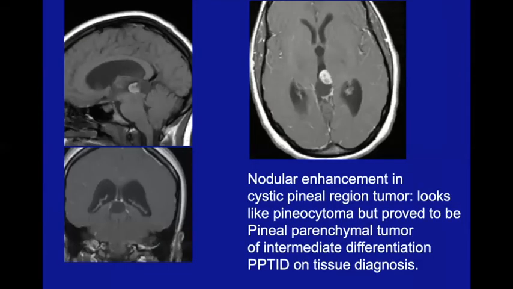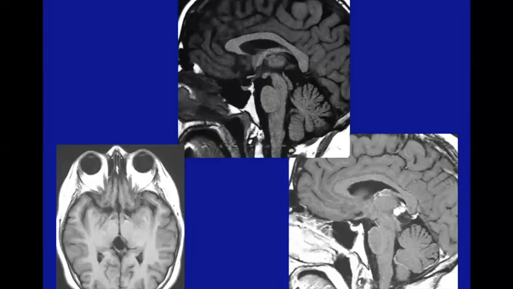Now this one looks like a pineocytoma in my opinion. It has a cyst, solid nodule. This proved to be a pineal parenchymal tumor of intermediate differentiation. That's that intermediate grade tumor that I mentioned. So again, there's a spectrum of histologies. I think it's a reasonable discrepancy between the imaging and the pathology. I'm not sure how we can be that specific about the nature of these tumors. But again, this is in this family of low-grade pineal cell tumors.